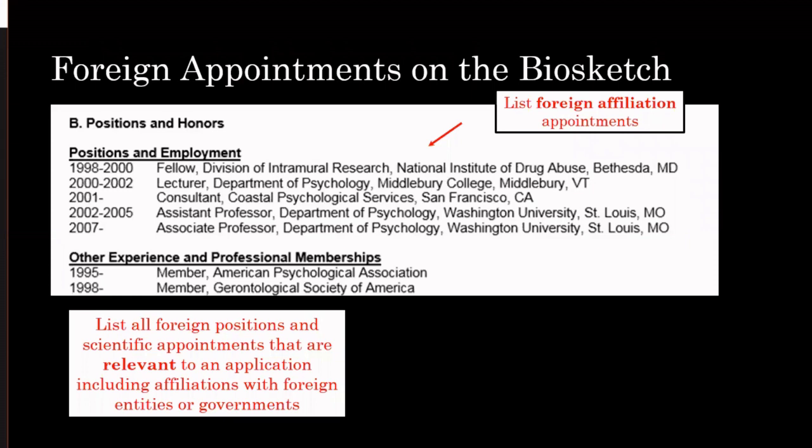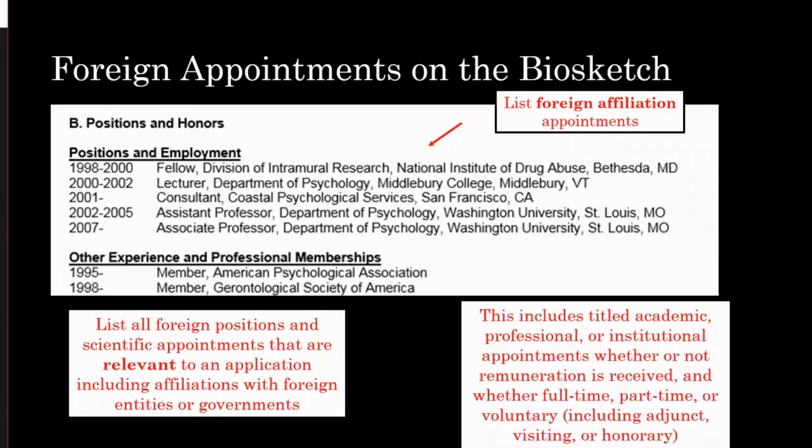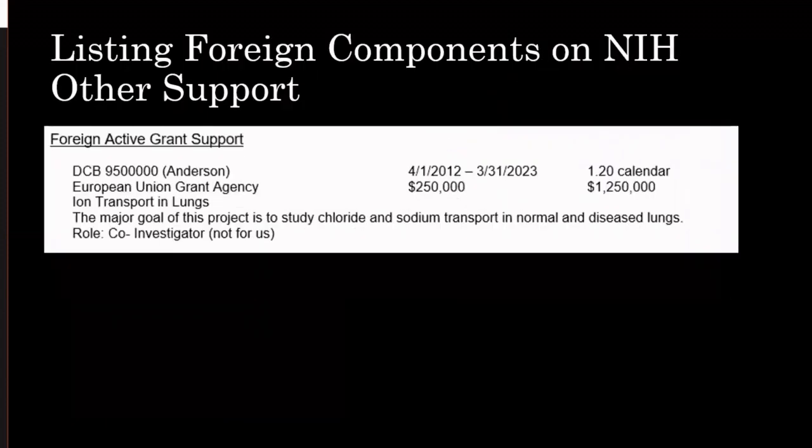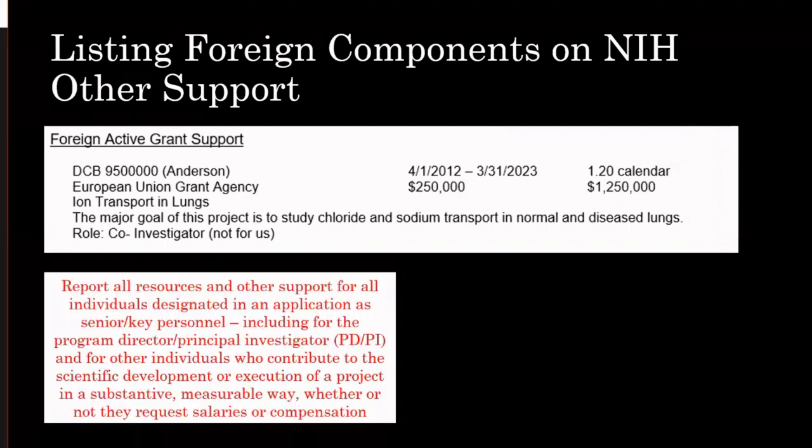Again, list foreign affiliation appointments, list all foreign positions relevant to an application, but I would suggest you just list them all, whether it's relevant to this application or any application. They need to be on your Biosketch. Titled academic, professional or institutional appointments, whether or not remuneration is received, and whether full-time, part-time, or voluntary, including adjunct, visiting or honorary. So any type of appointment needs to be listed there.